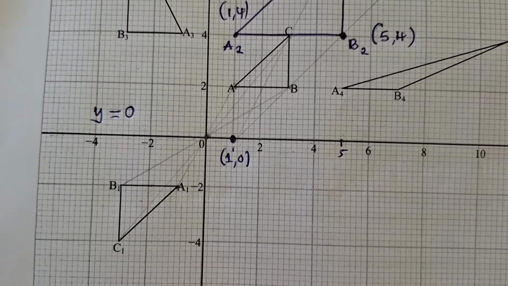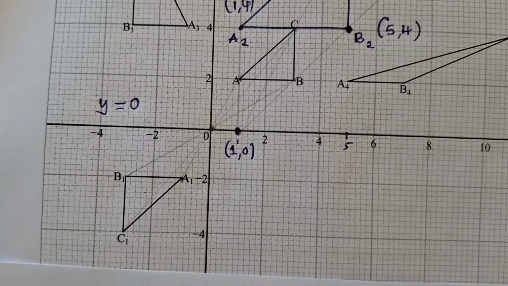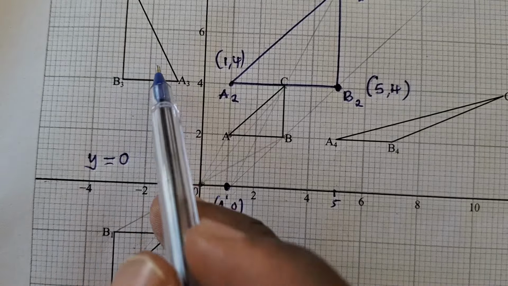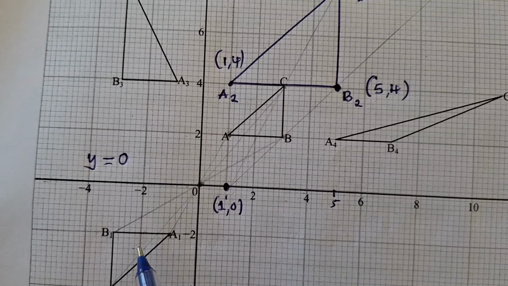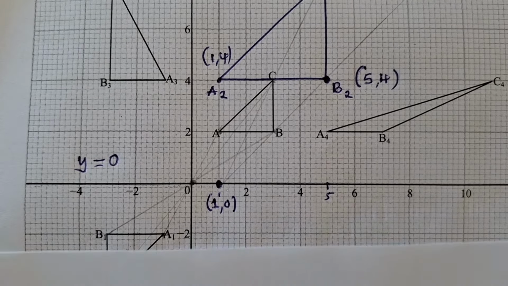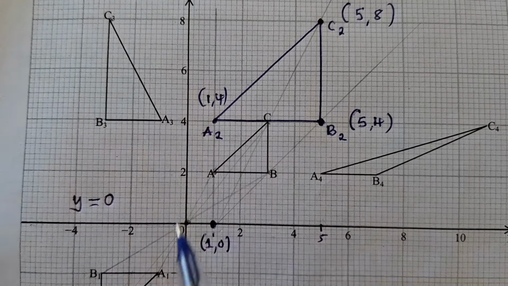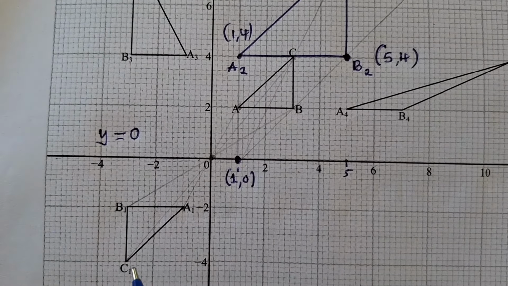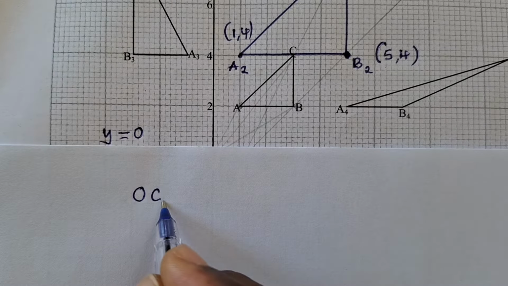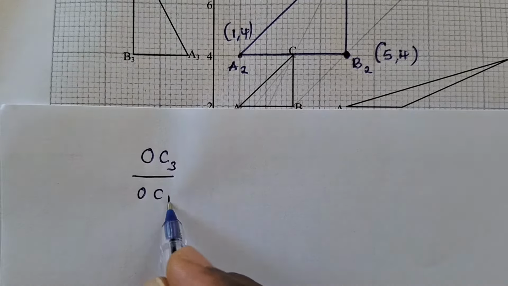For the scale factor of this, there are 2 methods that you can use. You can either find the area of this triangle and area of this triangle. So you say area of the bigger divided by area of the smaller. You still get the scale factor. But what I'm going to do here, I'm going to pick the point which has been stretched. It's C, okay? This C. So I'll say from O to C3 over O to C1.